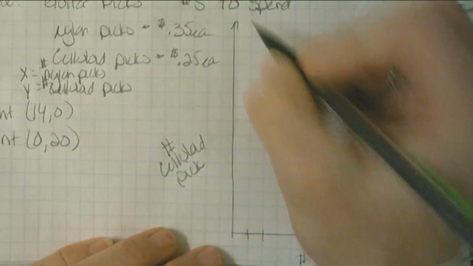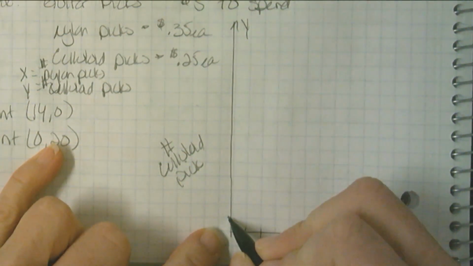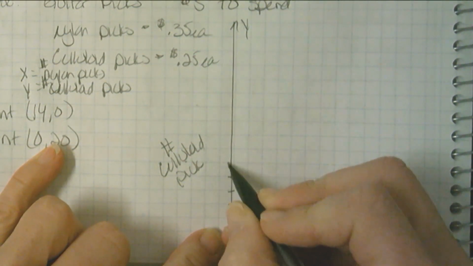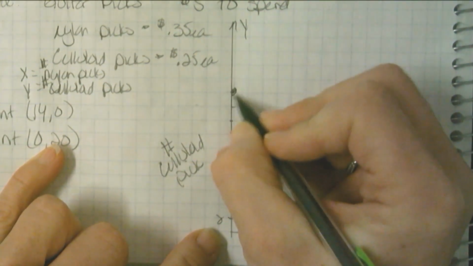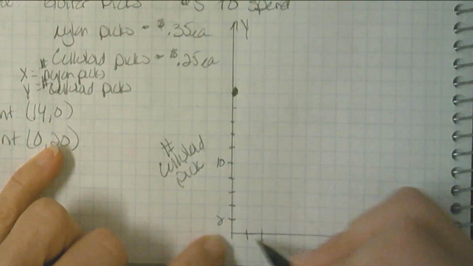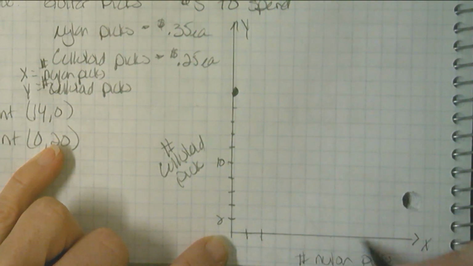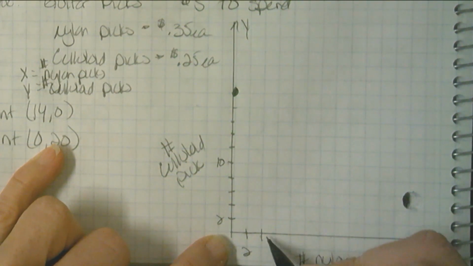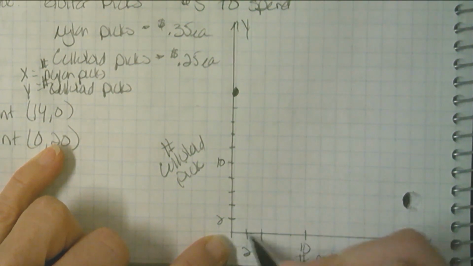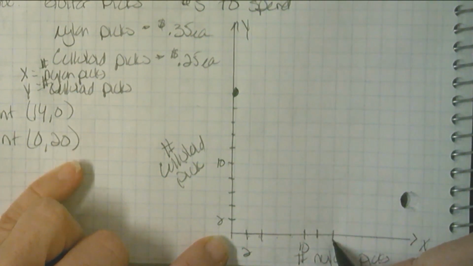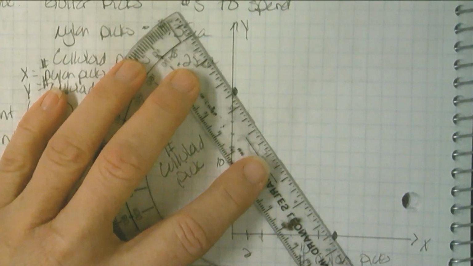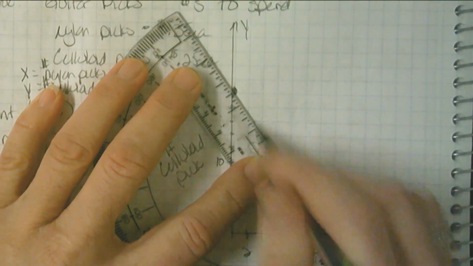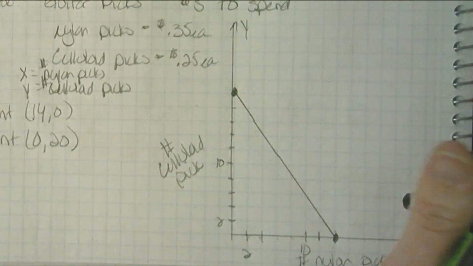Alright, so if I graph these, I'm going to count by 2's on my y-axis. 2, 4, 6, 8, 10, up to 20. So here is 0, 20. Then on the x-axis, count by 2's too. 2, 4, 6, 8, 10. So here is the other intercept. I'm going to go ahead and graph this. So that should be our graph.